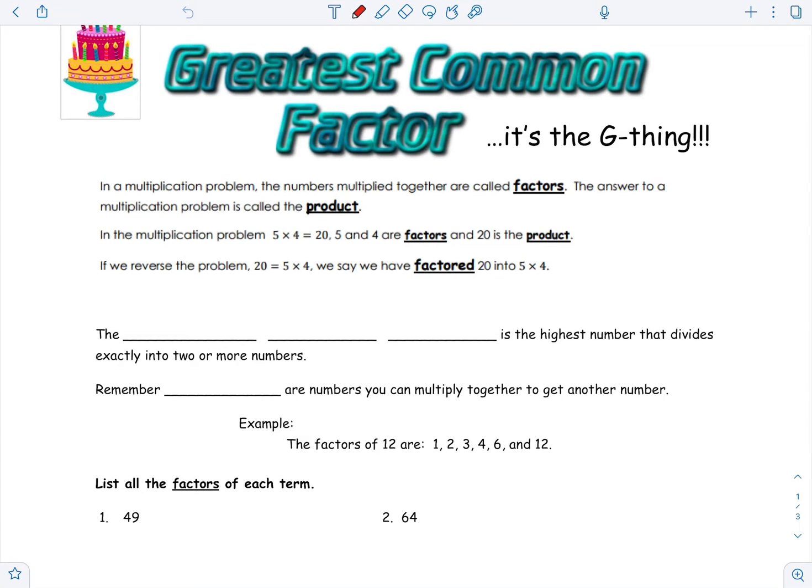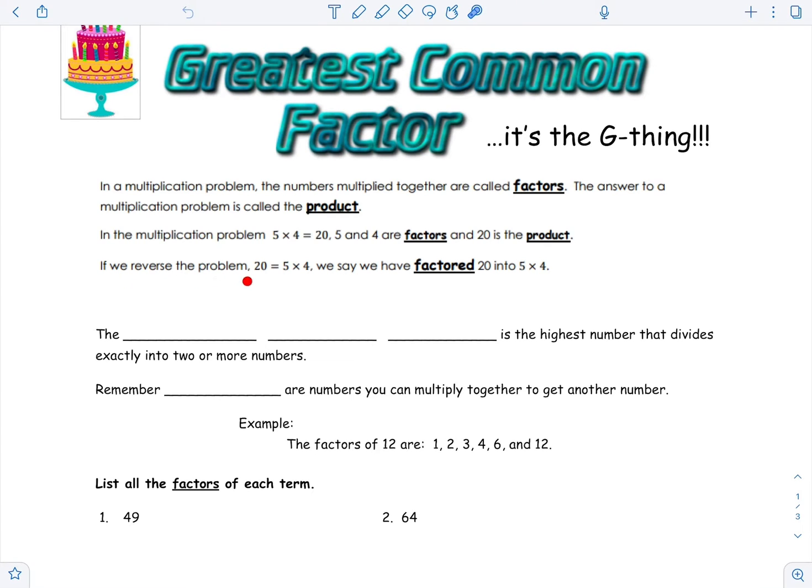Okay, today we're going to talk about greatest common factor. How do we factor by the greatest common factor? In multiplication, when we multiply two numbers, they're called factors. And when we actually multiply them, that result is called the product. For instance, let's say we have 5 times 4. 5 and 4 are said to be the factors, while 20 is called the product.